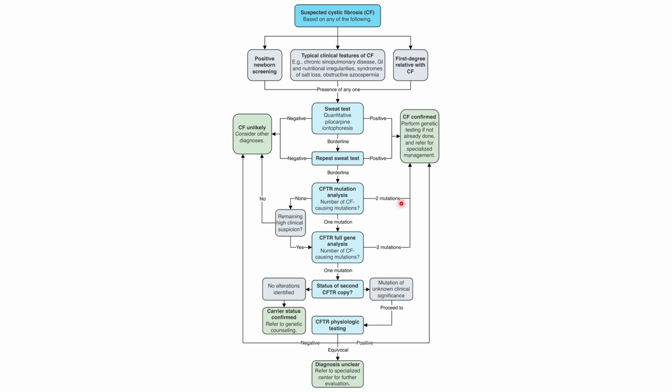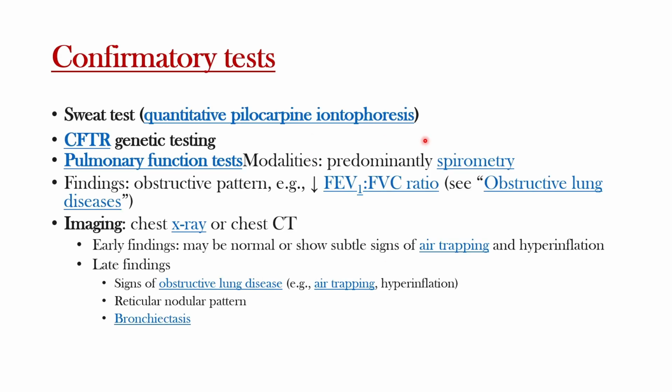If we got 2 mutations, confirmed. If none, maybe we'll do a CFTR full gene analysis. Or if we got 1 mutation, also we'll do a CFTR full gene analysis. If we got 1 mutation again, we check the status of the second CFTR copy. If no alteration is identified, we will send it to a genetic consultation. And if a mutation of unknown clinical significance is found, we will proceed to CFTR physiologic testing. If we get a positive, then the CF diagnosis is confirmed.